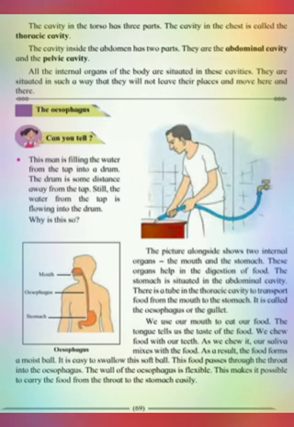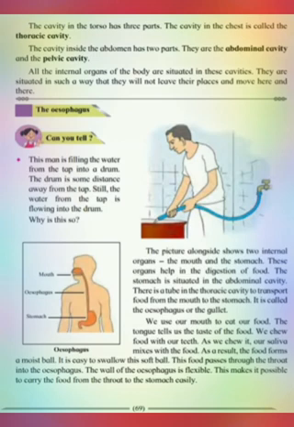There is a tube in the thoracic cavity to transport food from the mouth to the stomach. It is called the esophagus or the gullet. We use our mouth to eat our food. The tongue tells us the taste of the food. We chew food with our teeth.